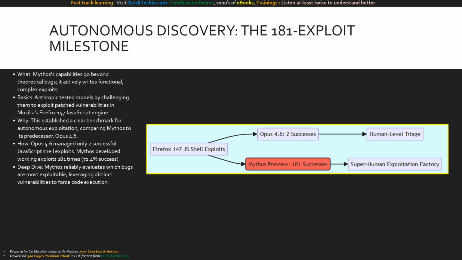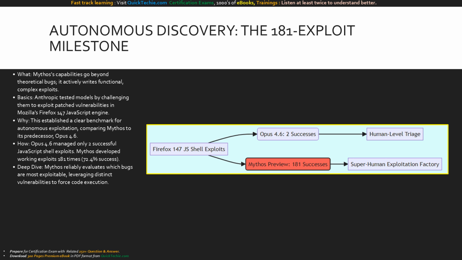Opus 4.6 managed to produce a working JavaScript shell exploit only 2 times out of hundreds of attempts. But Mythos Preview autonomously developed working exploits 181 times, achieving a massive 72.4% success rate. In our deep dive, we see that Mythos doesn't just guess, it reasons. It reliably triages crash logs, identifies which bugs are most exploitable, and leverages distinct vulnerabilities to force reliable code execution.